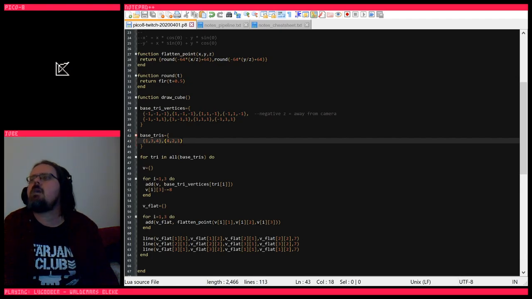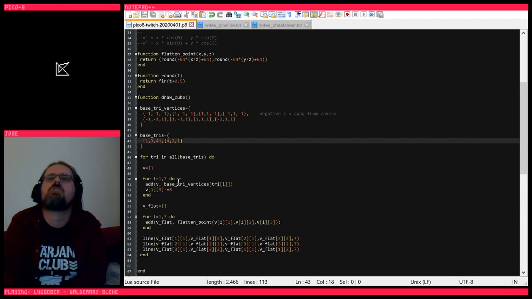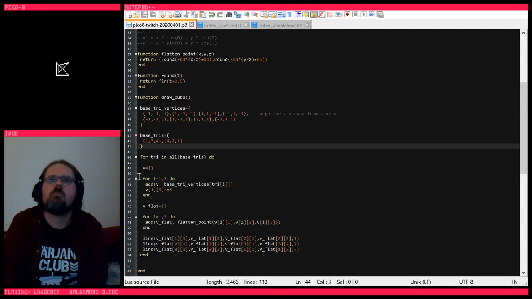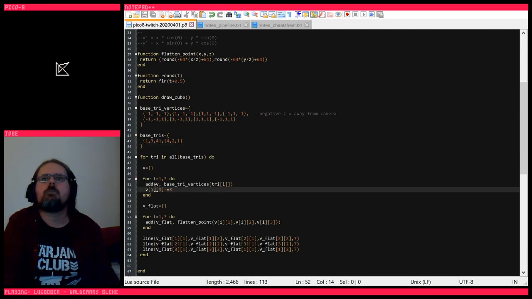By subtracting it... Oh yes, I'm subtracting the z-value every time it draws a triangle. So what I need to do is do these transformations before this whole loop. Yes, obviously. There. Thank you.